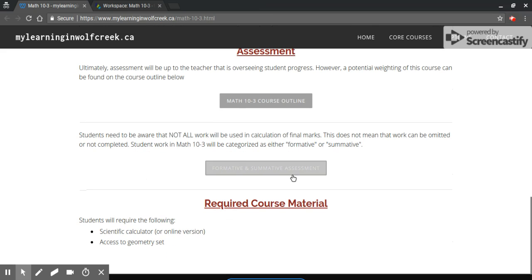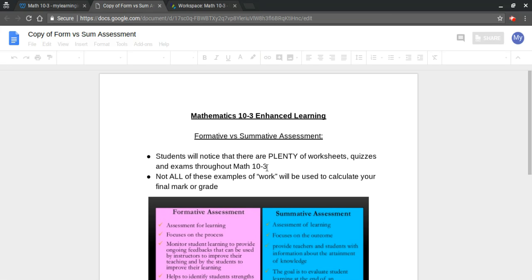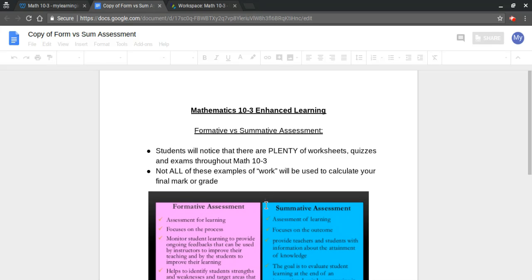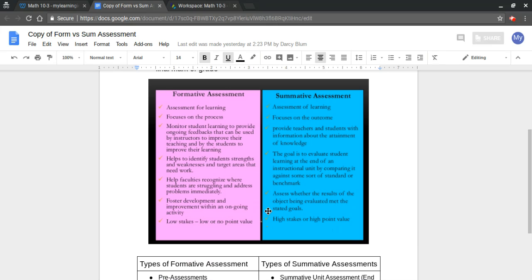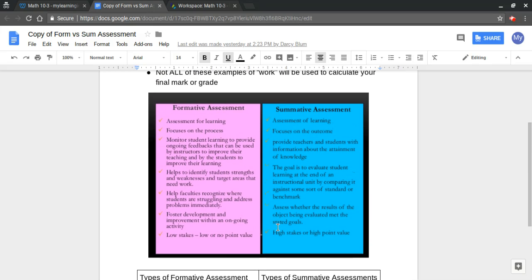Now, we have talked here about the formative and summative assessments. One last time, formative assessments are assessments that we do not mark for marks, but we mark to assess your learning, to see how well you are doing. In this course, they will take the form of pre-assessments, worksheets, textbook work, and formative unit assessments at the end of the unit. On the other hand, we do have summative assessments.